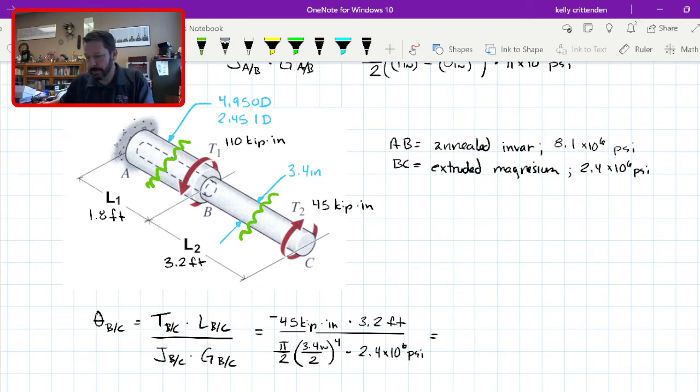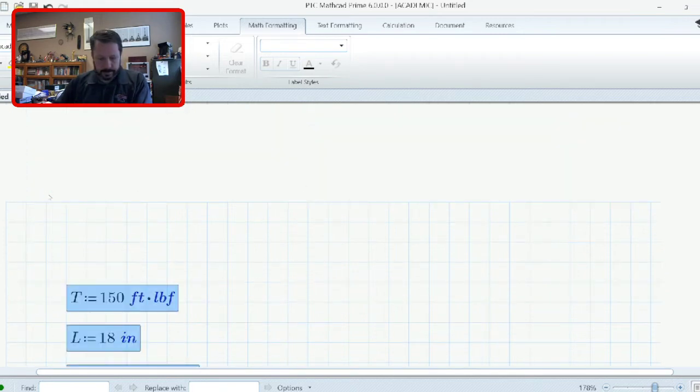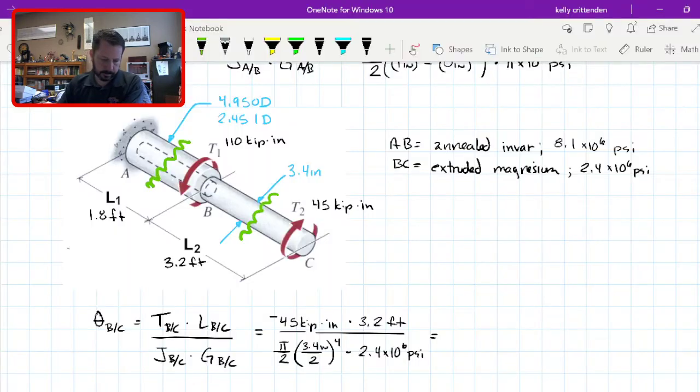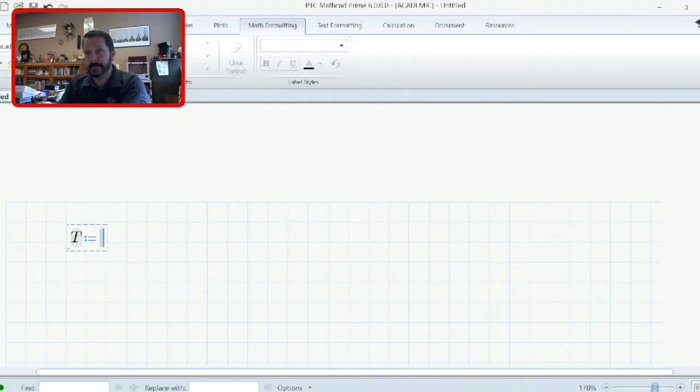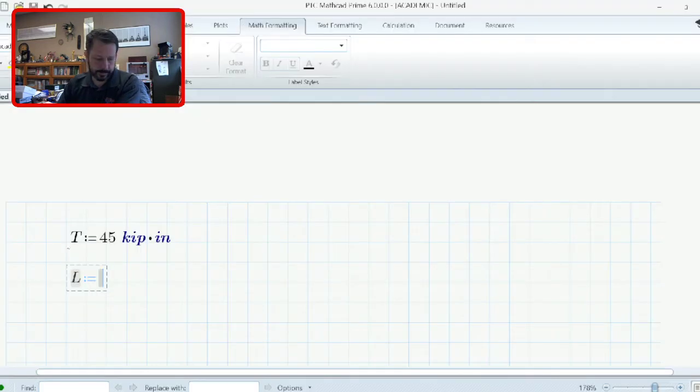So let's go over to MathCAD and actually calculate that. There it is. Why don't I just erase all of these so that I don't accidentally carry over one of the units or values from a previous problem. So our torque was 45, and we're going to see if MathCAD likes kips. Kip inches. It does, so that's good. L was 3.2 feet.